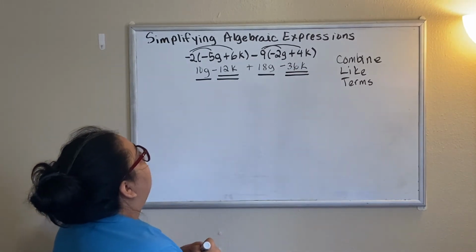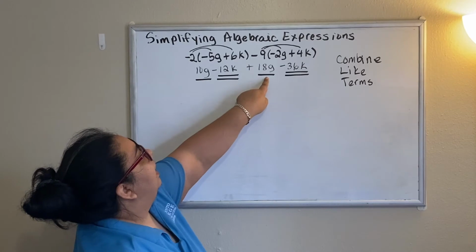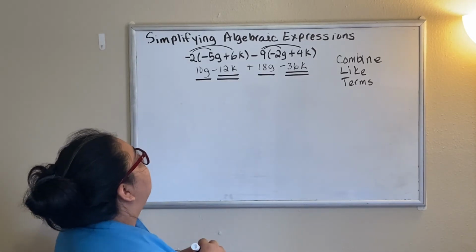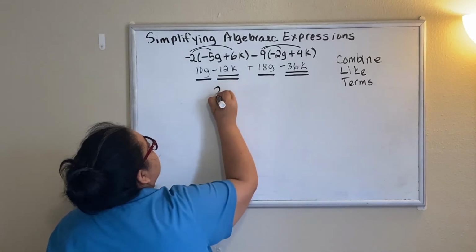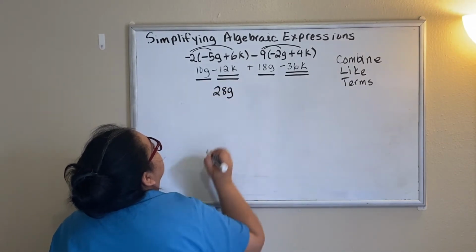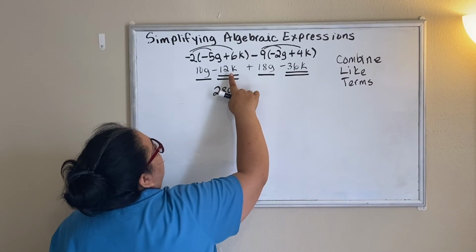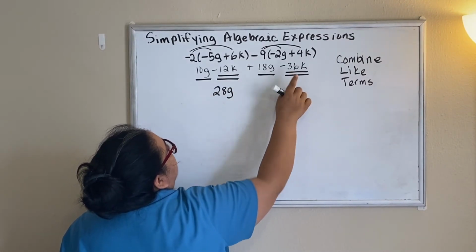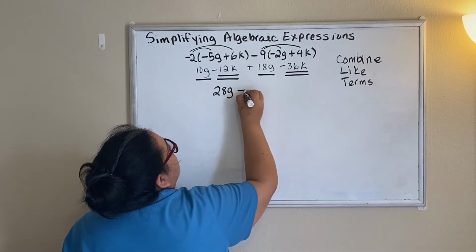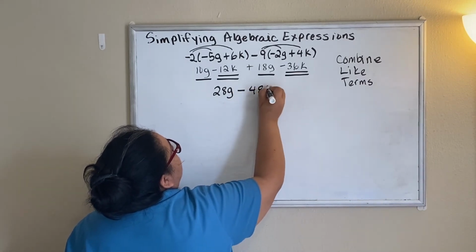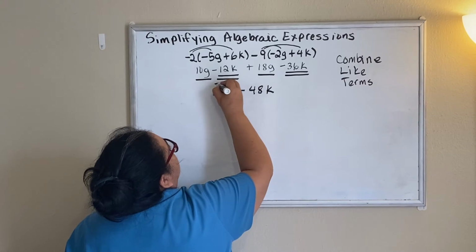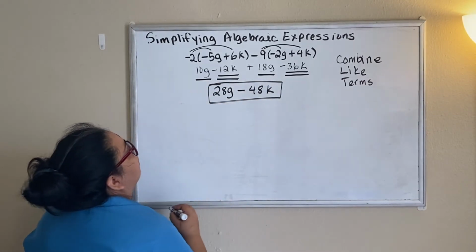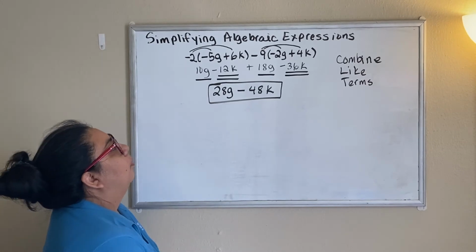So I need to combine 18g and 10g. When I combine them, I get 28g. And now I'm going to combine negative 12k and negative 36k. When I combine those, I get negative 48k. And that is my simplified expression for example 1.